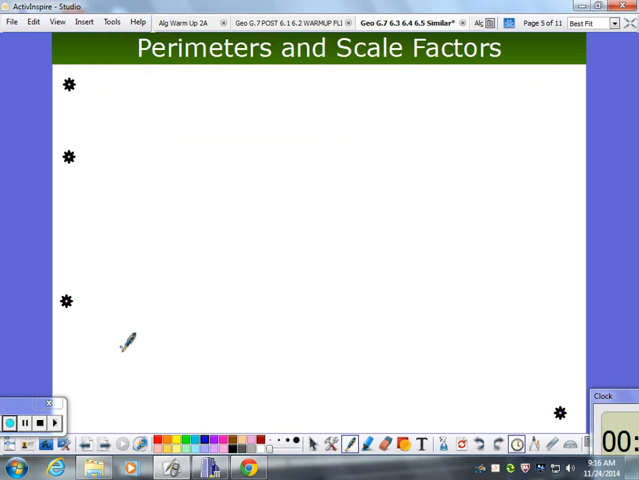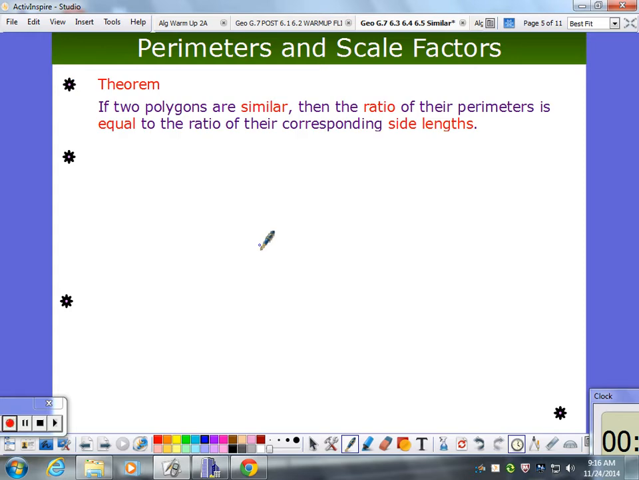That's always good. Perimeters and scale factors. An interesting thing about perimeters is that if two polygons are similar, so you have that situation, all the angles are congruent and all the sides are in proportion, then the ratio of their perimeters is equal to the ratio of the corresponding side lengths, which means they have the same scale factor as the sides. Perimeters have the same scale factor as the sides.